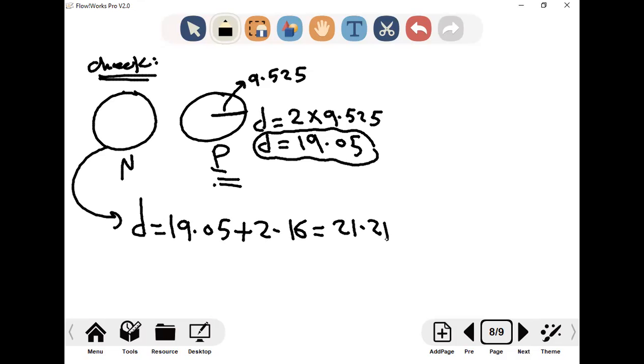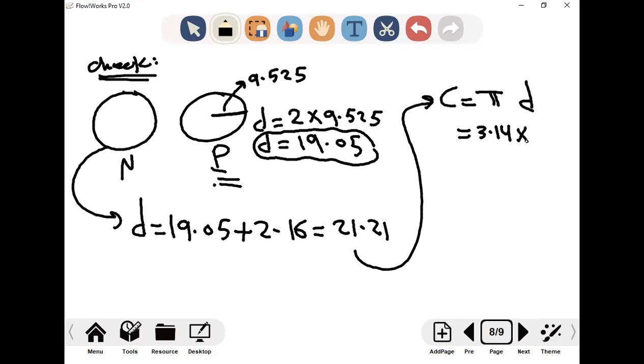See what the question wants. What is the circumference of the nickel? C equals pi multiplied by D, equals 3.14 multiplied by the D for the nickel, how much? 21.21. Multiply. Round to the nearest tenth. It will be 66.6. 66.6 what? The unit? Millimeters.